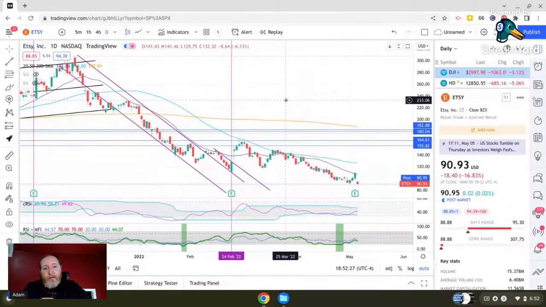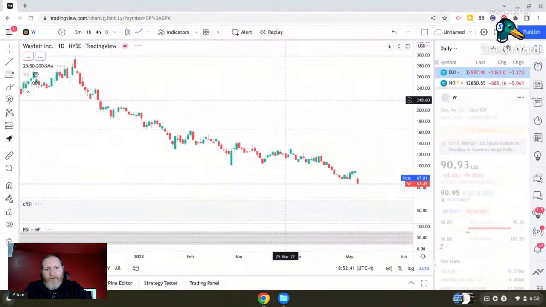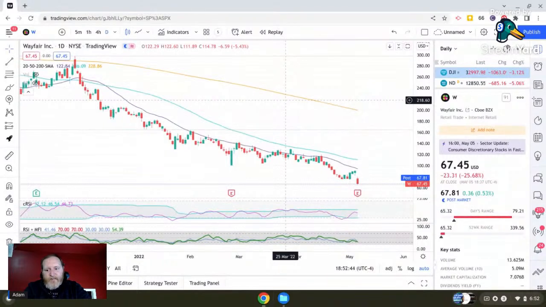And lastly, and this was the biggest disappointment, or the biggest drop, Wayfair. Ticker symbol is the single letter W. Wayfair dropped 25.7%.